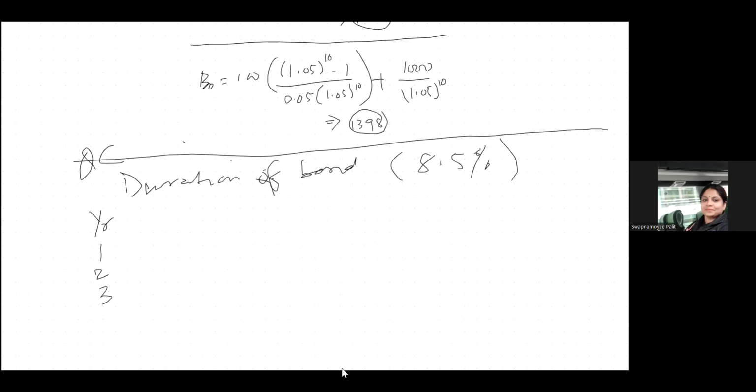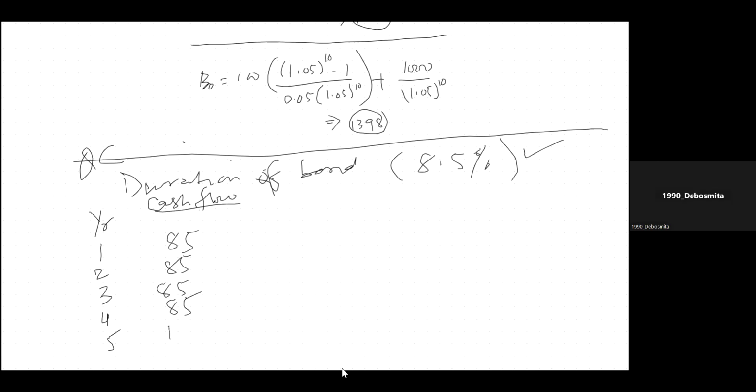Okay. So first is what are your cash flows? If it is 8.5%, so your dividend, this is your cash flow. What cash flow will you get? First, in year 1, you will get the dividend, the same dividend. And in the last year, what you are going to get is your dividend plus the principal amount. What is 1085? This is what you are going to get.